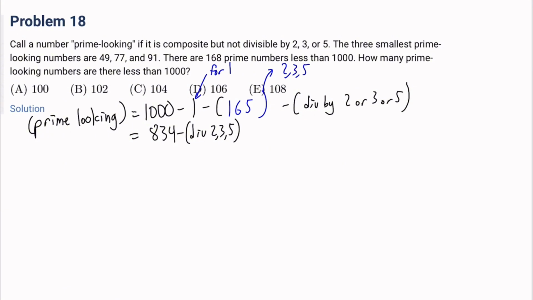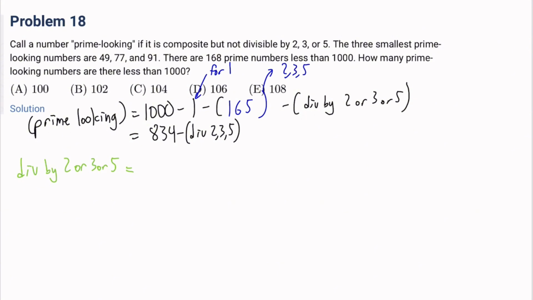And so now we have to get this value, being divisible by 2, 3, or 5. Yeah, so I should make it clear. This is 2 or 3 or 5, right? So this is going to be everything.